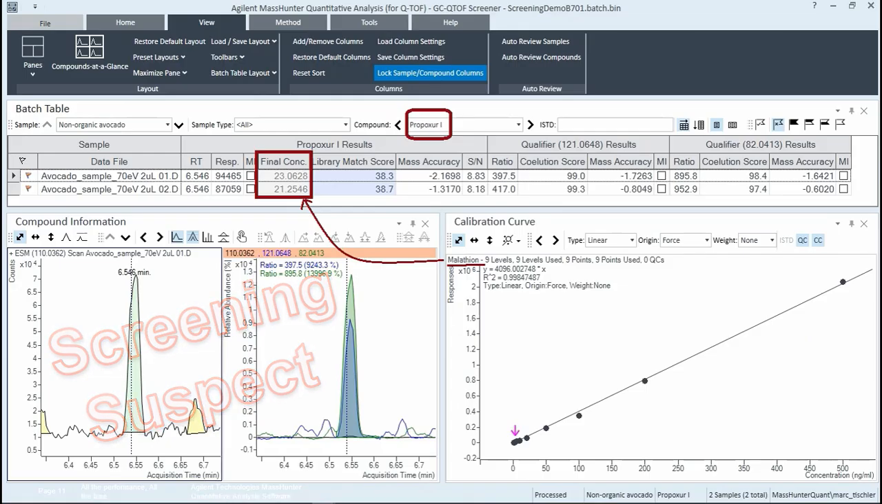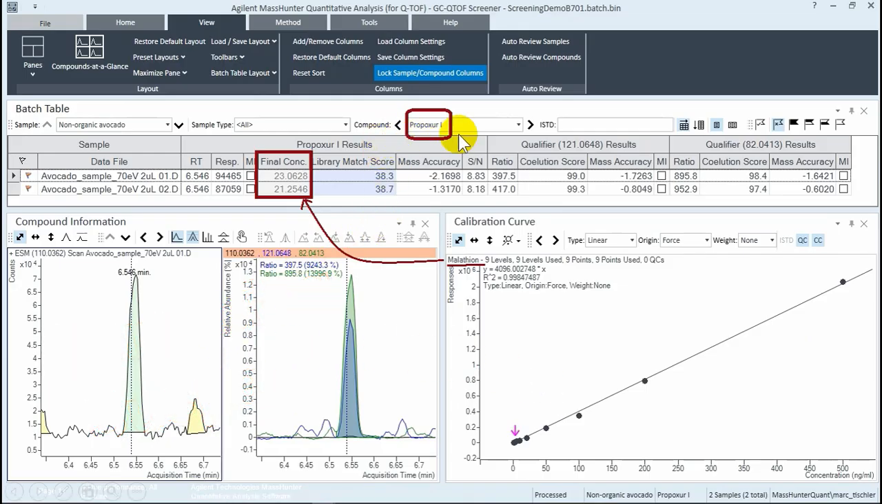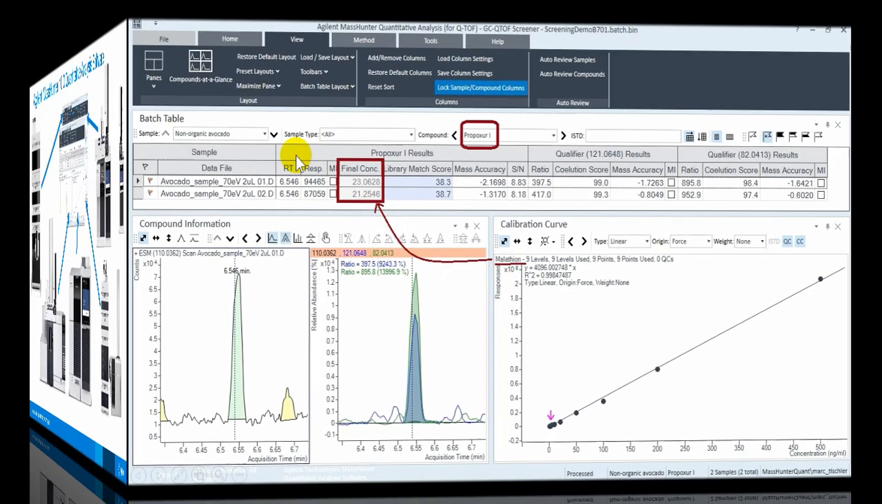If I look at batch at a glance details, I can see that for propoxur 1, there's a major difference here. The final concentration is grayed out as a visual cue that it's inheriting the calibration curve from malathion, which is what I set up in the inherit calibration setup.